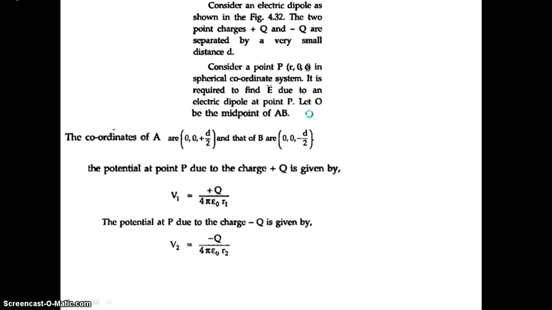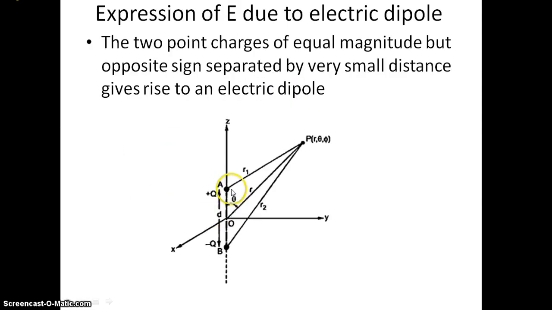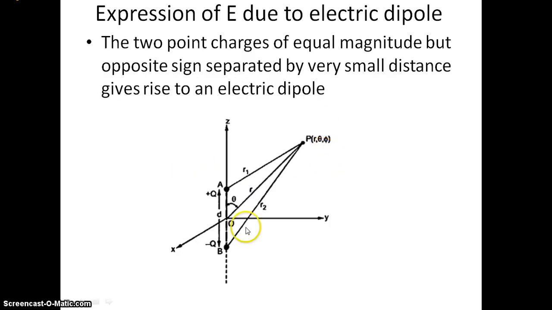Considering this scenario, plus q and minus q separated by a small distance, we are measuring the field at a distant point P of r, theta, phi. Look at this figure. Here the distance between the charges is d, so from the origin the distance is d by 2 on each side. So the coordinates are 0, 0, plus d by 2 and 0, 0, minus d by 2.